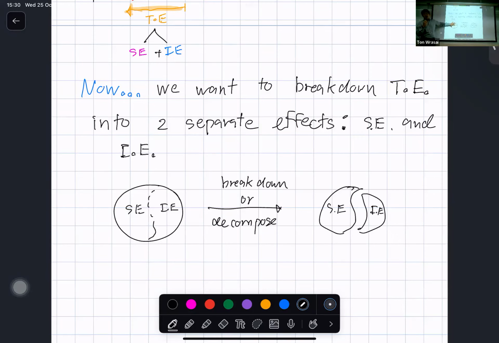Originally, this ball is a mixture of SE and IE, and you want to use a hammer to break it to see what is the size of SE and IE. Now we don't know the size.